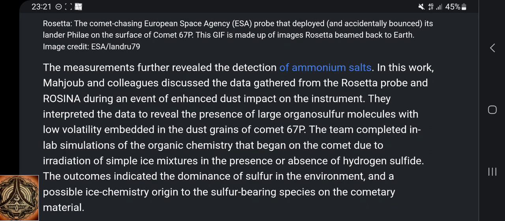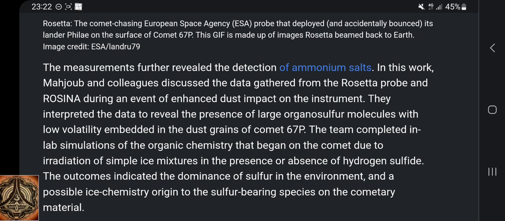In this work, Manhoub and colleagues discussed the data gathered from the Rosetta probe and ROSINA during an event of enhanced dust impact on the instrument. Maybe electrostatics? They interpreted the data to reveal the presence of large organosulfur molecules with low volatility embedded in the dust of Comet 67P.